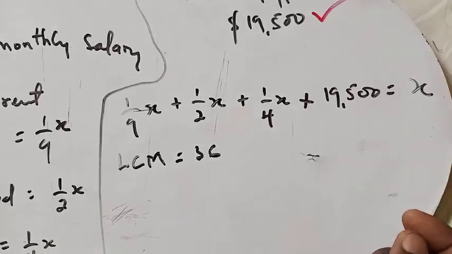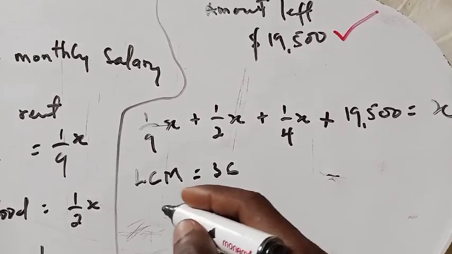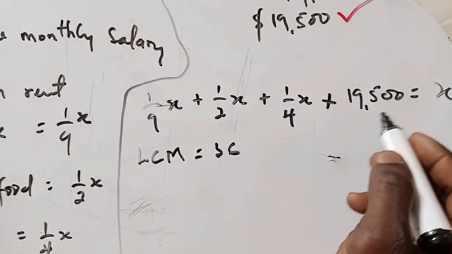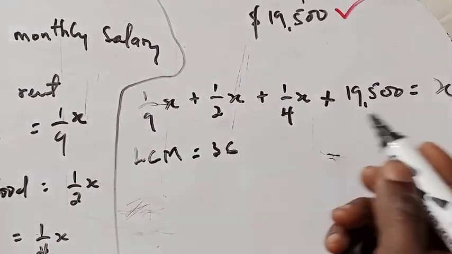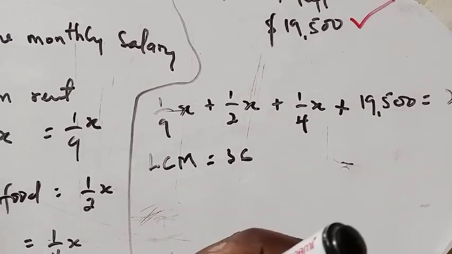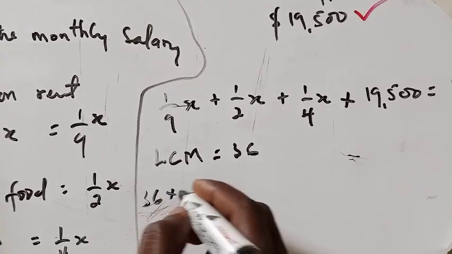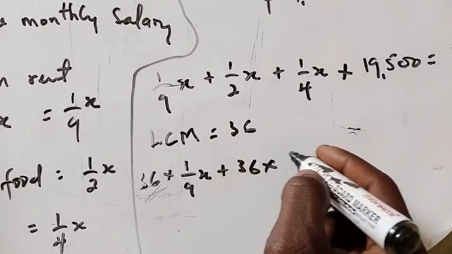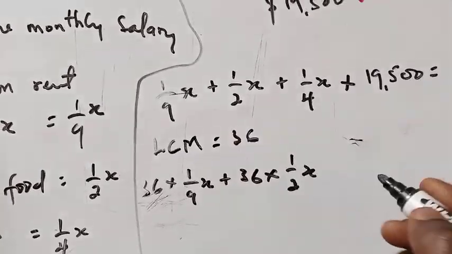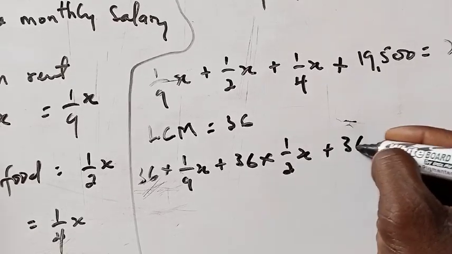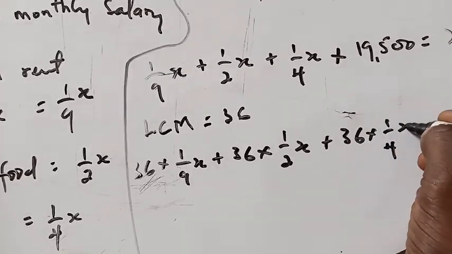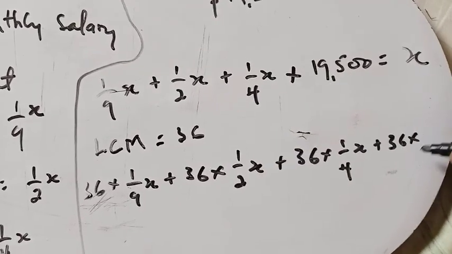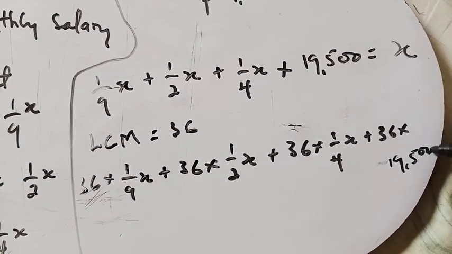Okay, at this point we do the least common multiple here. Since this involves an equal to sign here, we are going to multiply everybody here by 36, right? So you have the 36 here multiplied by 1 on 9x plus 36 multiplied by 1 on 2x here, and then plus 36 multiplied by 1 on 4x, and then you have plus 36 multiplied by this 19,500, right? So 19,500, everything equal to.